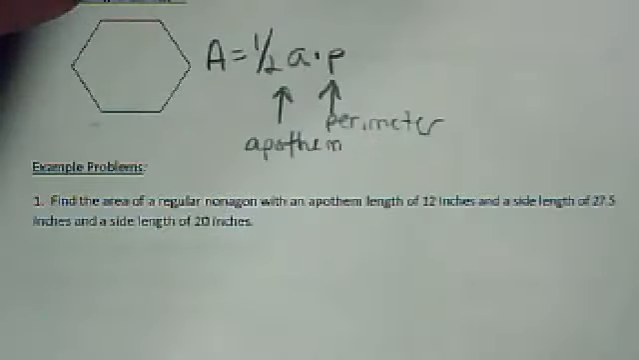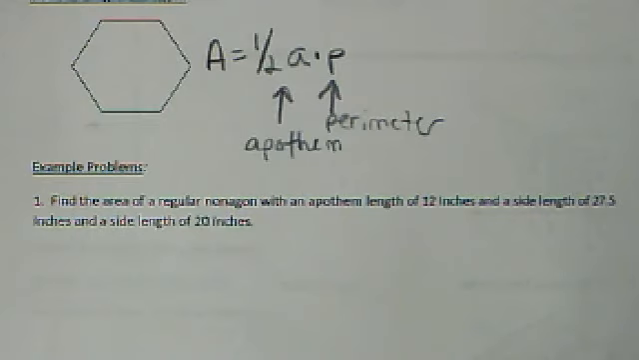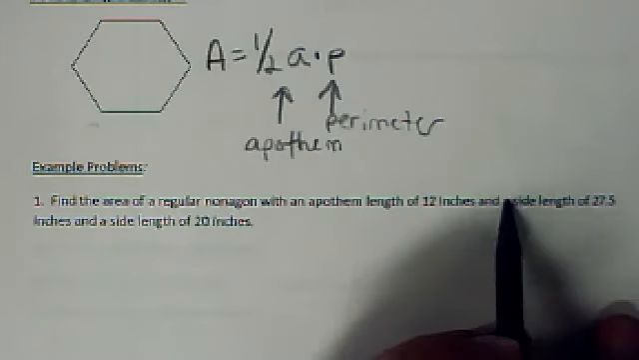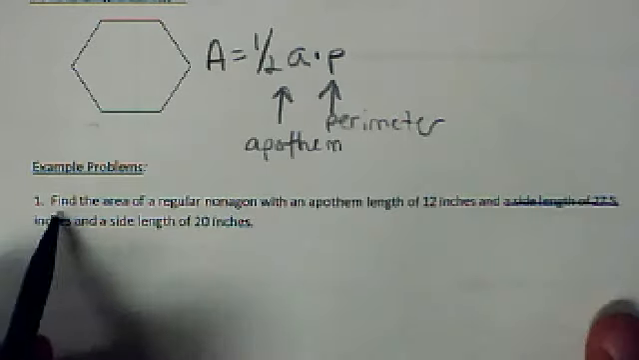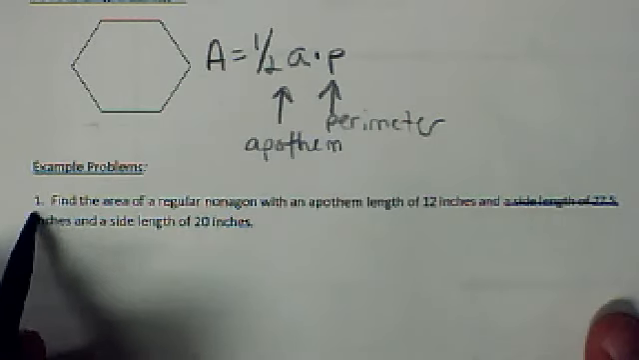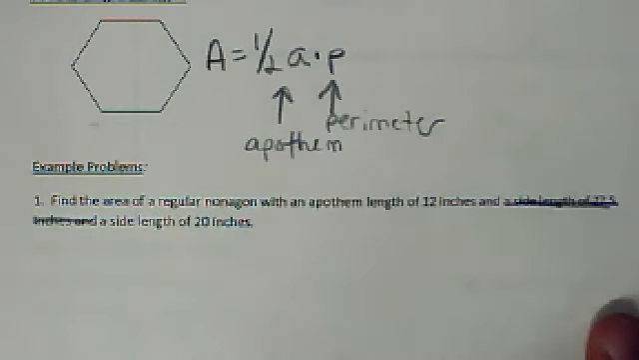So let's jump right into example problem number 1. Example problem number 1 says find the area of a regular nonagon with an apothem length of 12 inches and a side length of 20 inches. I don't know why I put two side lengths, but I want the side length of 20 inches.